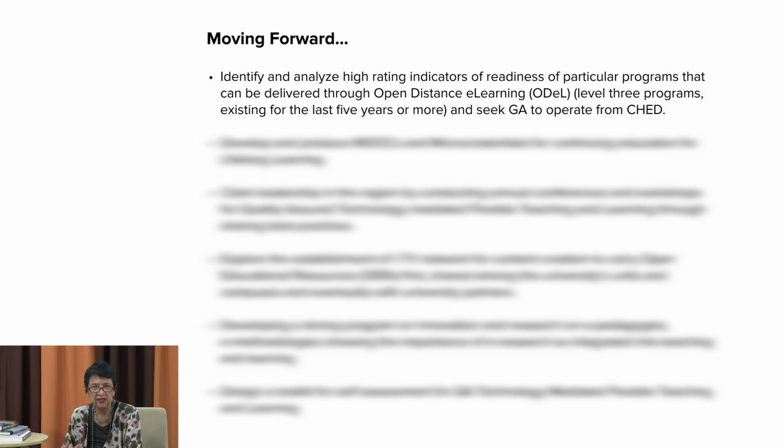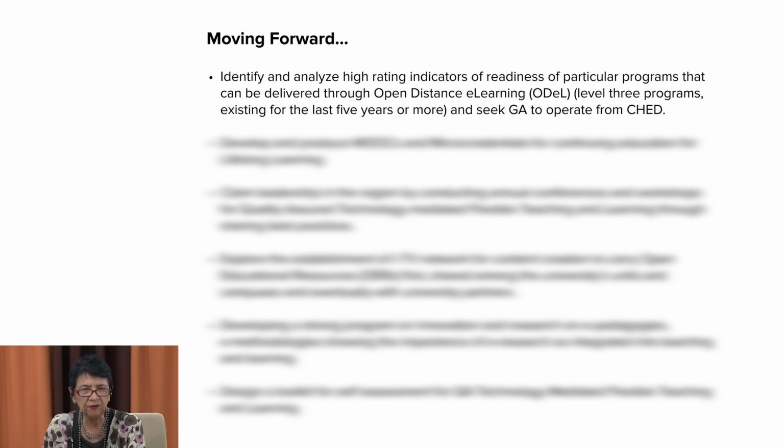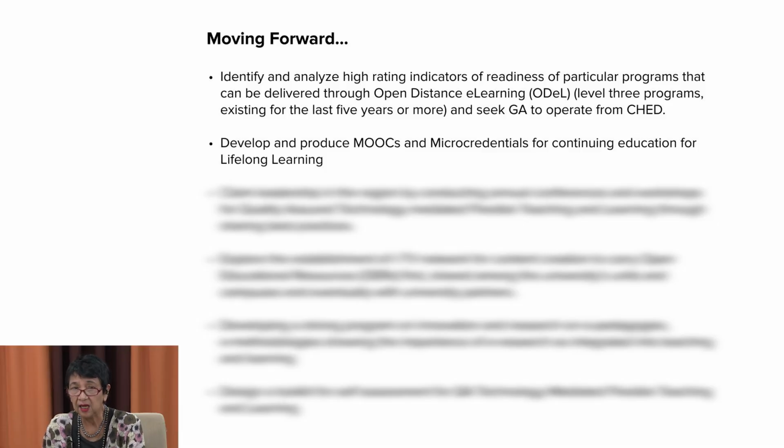The following are some of the examples that you might want to be introduced as parameters of evaluation. Identifying and analyzing high rating indicators of readiness of particular programs that can be delivered through open distance e-learning. And look for level 3 programs that may be ready for going distance education, and it should be existing for the last 5 years or more, and seek and make sure that they have papers seeking GA or government authority to operate from CHED. You can be looking for initiatives on developing and producing MOOCs and micro-credentials for continuing education for lifelong learning.